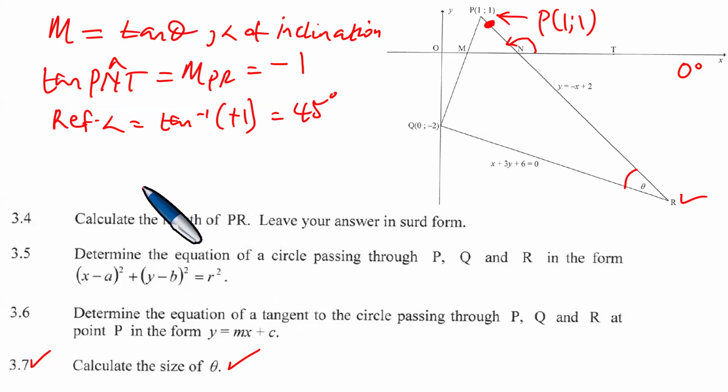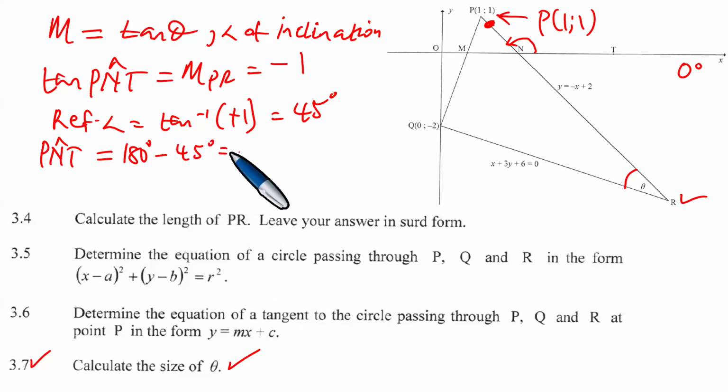Now, if this is a reference angle, what do we do? We take this reference angle and we find the actual angle P and T. In which quadrant is the tangent negative? It is negative in the second quadrant. So this angle, we can see, is bigger than 90 degrees, so it's just 180 degrees minus 45, which is 135 degrees. Meaning this angle here is 135 degrees.